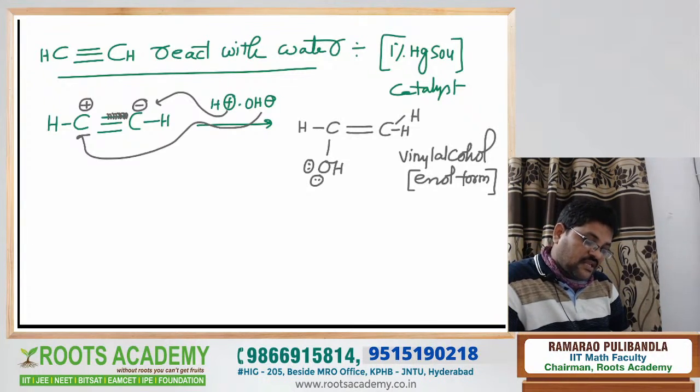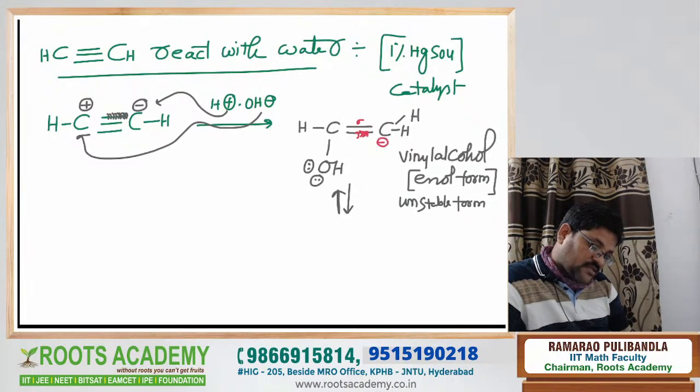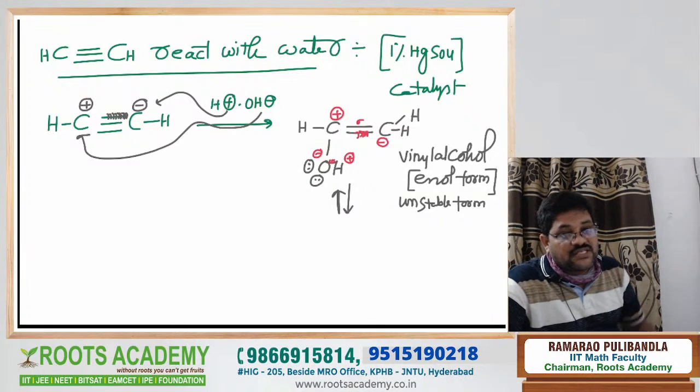Now generally this enol form is an unstable form. The unstable enol changes to the keto form, because the enol form itself is unstable. Now here, there is a sigma bond and a pi bond. The pi bond is a weak bond and shifts like this, O minus C plus. Now because of the electronegativity difference, O minus H plus. What is electronegativity?